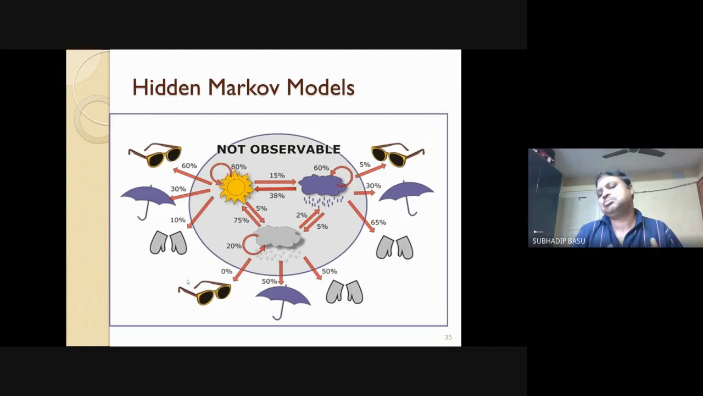For example, in case of a weather prediction problem, suppose we have some probability of being sunny, some probability of being cloudy, and some probability of being rainy. So what is the sequence of events of wearing sunglasses, taking an umbrella, or taking cold weather gloves? Okay, so this is basically snowfall. What you observe are the observation probabilities, and these are the hidden states. Based on these, can we model this?